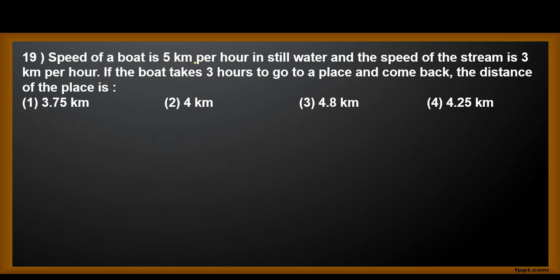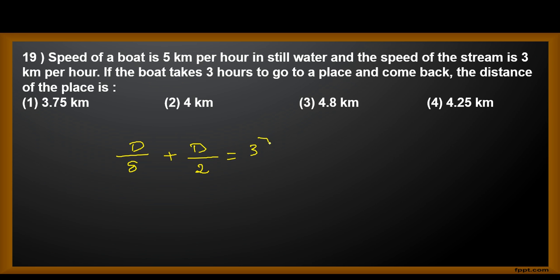Speed of a boat is 5 km per hour in still water and speed of the stream is 3 km per hour. If the boat takes 3 hours to go to a place and come back, what is the distance of the place? Go and come back is given. So let the distance be D. Along with the stream, the speed will be U plus V, 5 plus 3, that is 8. Plus time taken while coming upstream, U minus V, so 5 minus 3, which is 2.